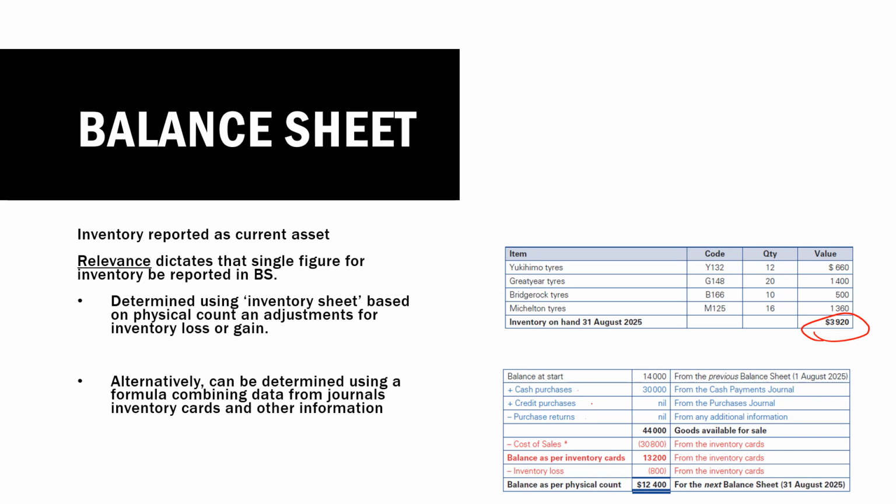Then we have less the cost of goods sold from the inventory cards, balance as per inventory card, and if you did the stock count, you would also have in the inventory card entry a loss or a gain. And then that should be our balance as per physical count, because that's how we've got this. And this is important, that goes into the next balance sheet. So it gets carried forward.